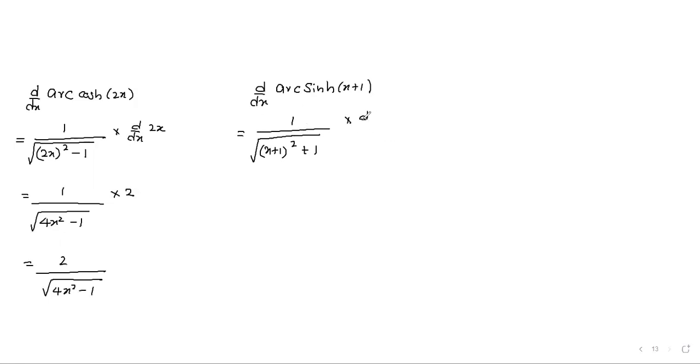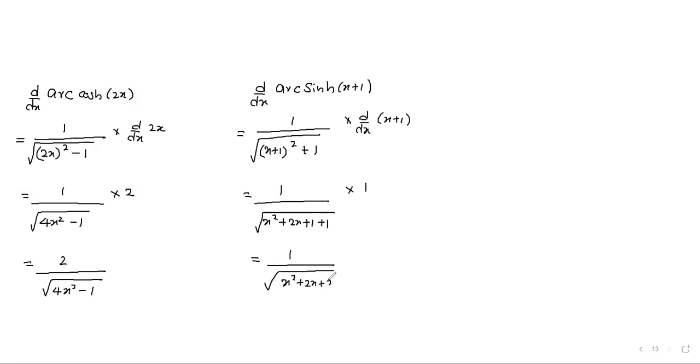into, again you need to differentiate this x plus 1. So the final answer would be 1 over the square root of x squared plus 2x plus 1 plus 1, into 1. So your answer is 1 over the square root of x squared plus 2x plus 2 is the final answer for this.